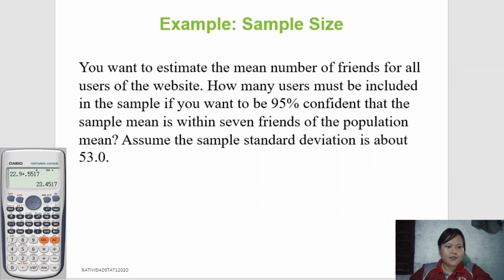Okay, so we have here our formula. So, our problem. You want to estimate the mean number of friends for all the users of the website. How many users must be included in the sample if you want to be 95% confident that the sample mean is within 7 friends of the population mean? Assume sample standard deviation is about 53.0.